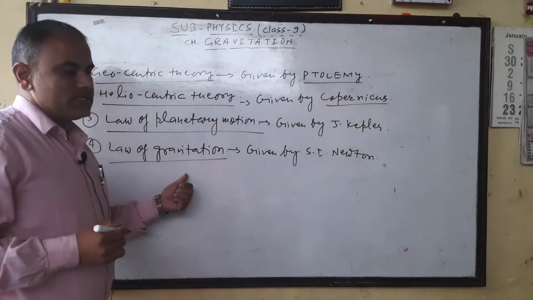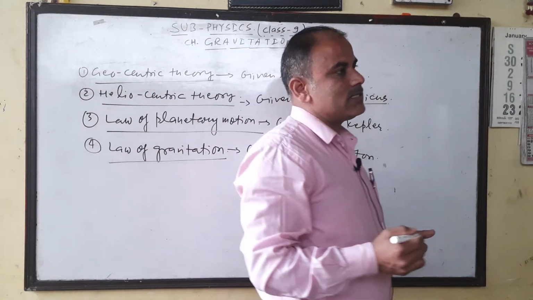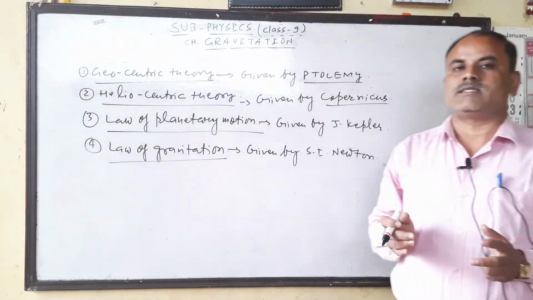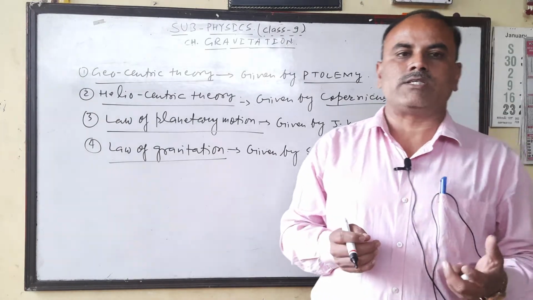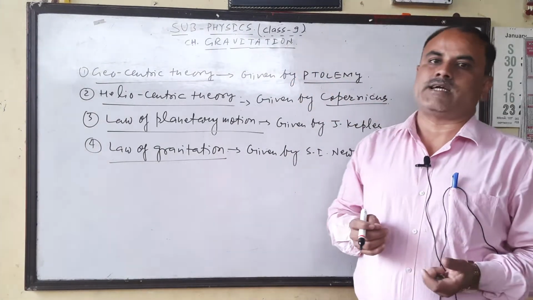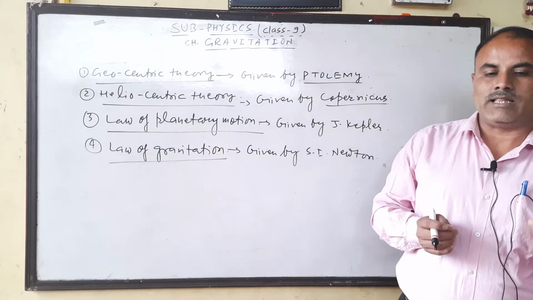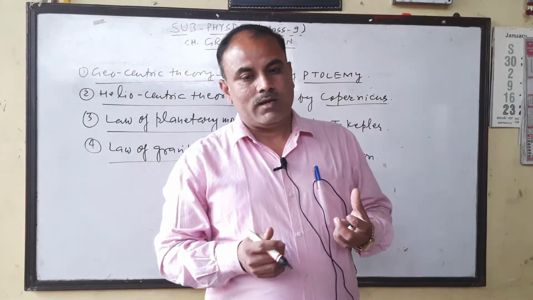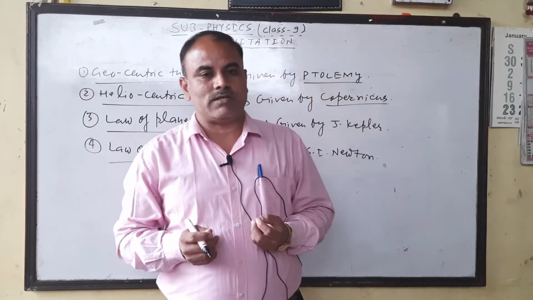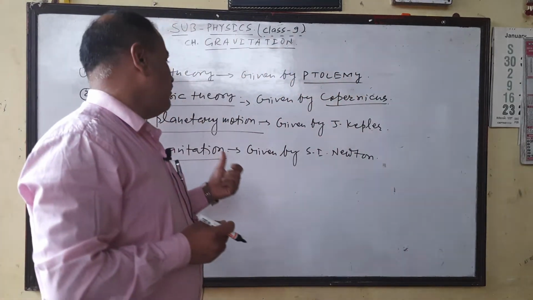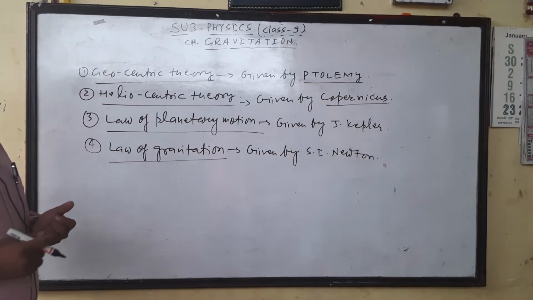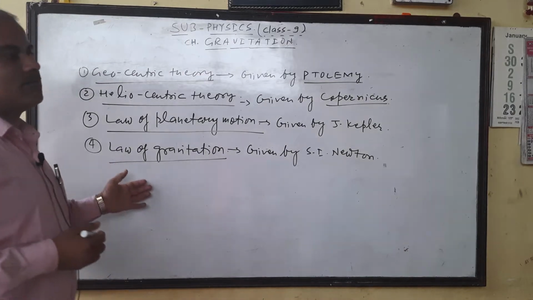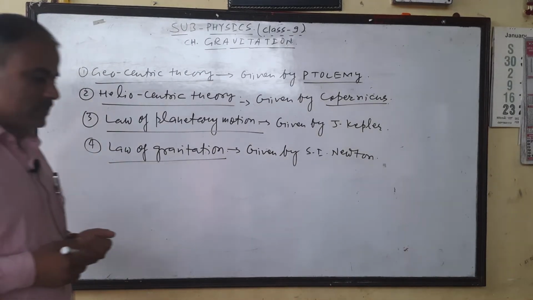Gravitation means, graviton means mass. So the force acting between two masses is called gravitational force or gravitational pull. It was given by Sir Isaac Newton when he sat in his garden and an apple fell, and he thought about why the apple falls on the surface of the earth, due to the force of gravity or the gravitational pull of the earth.